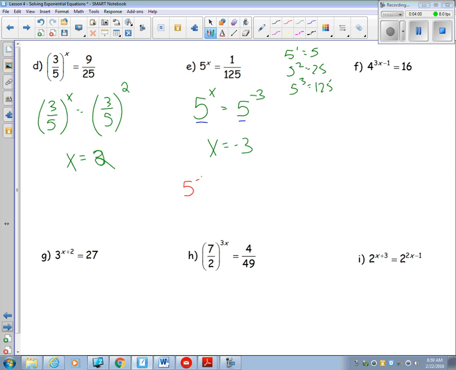What is 5 to the negative 3? Well, that's 1 over 5 to the 3, which is 1 over 125. That works. That's what we wanted. Okay, let's try the next one.